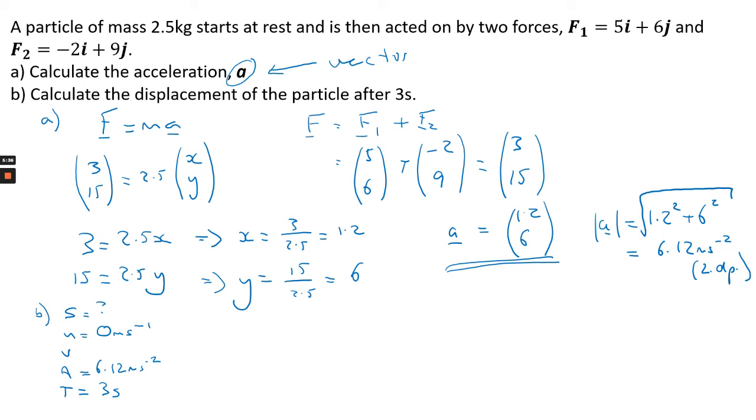And so I can add that in to my variables. Now, because I want this displacement and I have u, a, and t, all I need to use is s equals ut plus half at squared. Now, ut will go to 0, 0 times t is just going to be 0, plus 1 half times 6.12 times 3 squared. And my answer here is going to be that the displacement will be 27.54 meters. Okay, 27.54 meters.